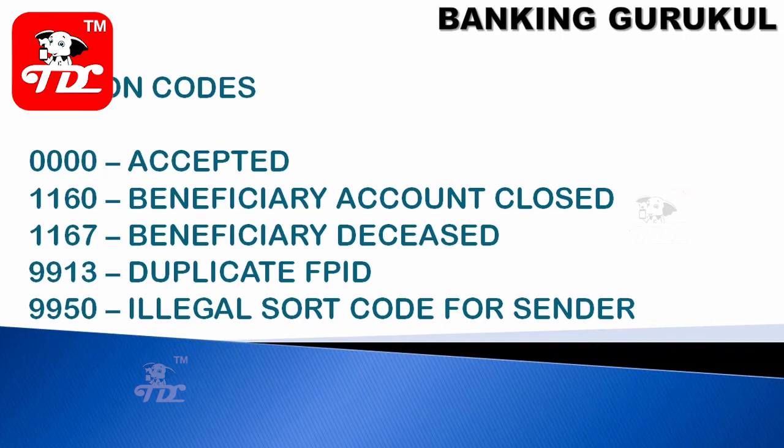If you start with 99, these are CI rejections, meaning your message will not go to the other bank; from CI itself it will be rejected. If it is a duplicate FBID, you need not go to the other bank, from the CI system itself you can reject this transaction. 9950 is illegal sort code: if you send it in your message, it is automatically rejected from CI, meaning from the middleware itself, and it will not go to the other bank.